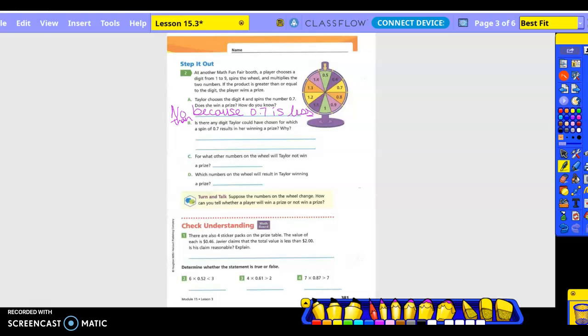So for her to be able to get a number higher than 4, it would have to be 1 or greater, okay? So 0.7 is less than 1, so her answer wouldn't get her 4 or higher, right? Okay. Is there any digit Taylor could have chosen for which a spin of 7/10 results in her winning a prize?